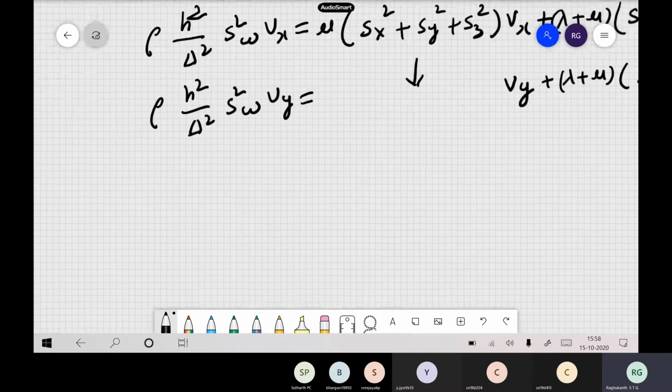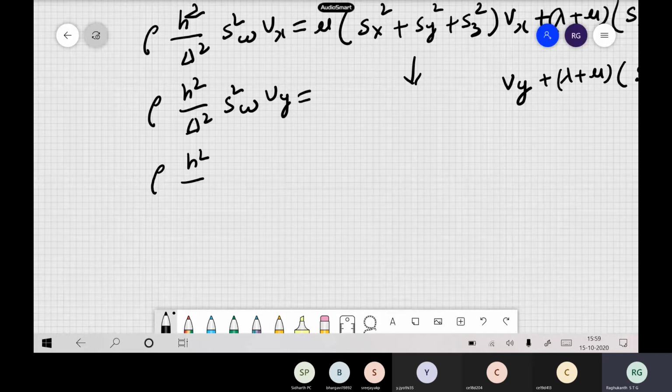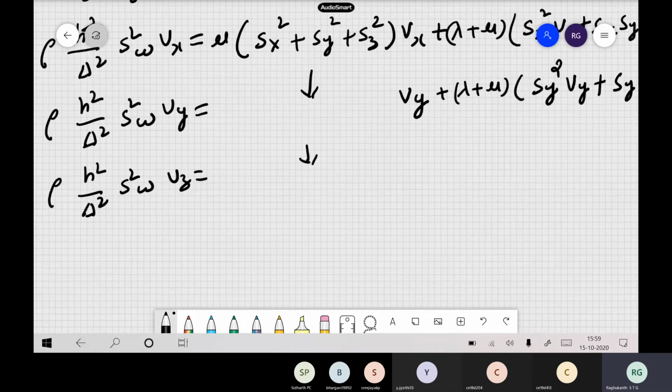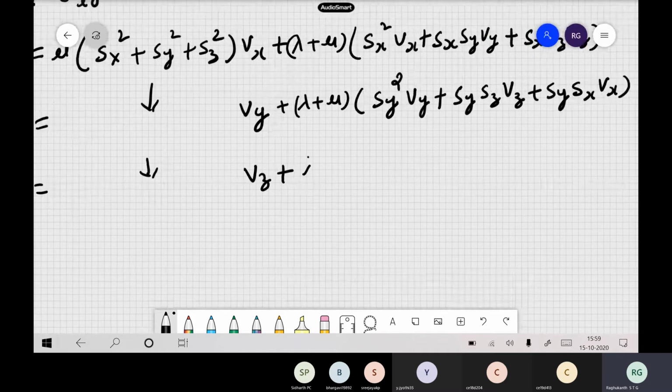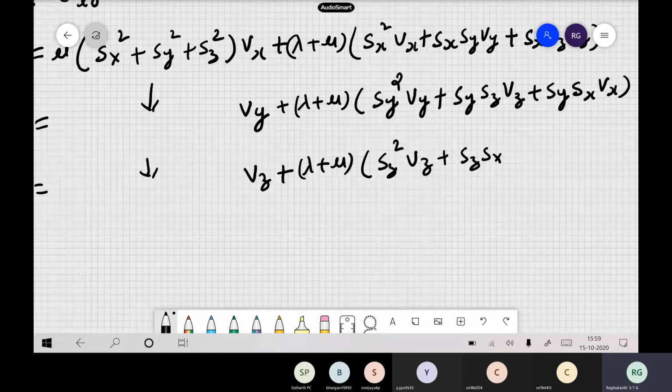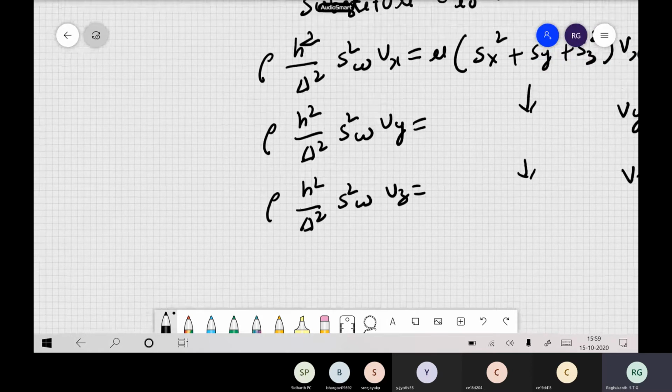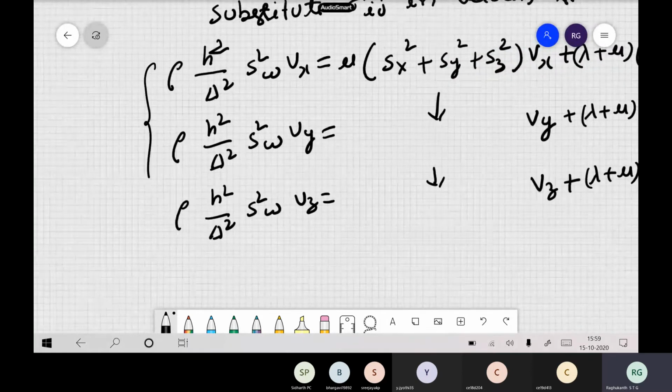And the third equation, this also is more or less similar, s square vz. So this term is going to remain the same, so mu into sx square, this one, only thing is vz is the extra term, that's all, but this term will be slightly different. So lambda plus mu, so sz square into vz plus sz sx into vx plus sz sy into vy. So these are the final equations. So finally, that 9 equations, if you combine, you can write everything in terms of 3 equations.